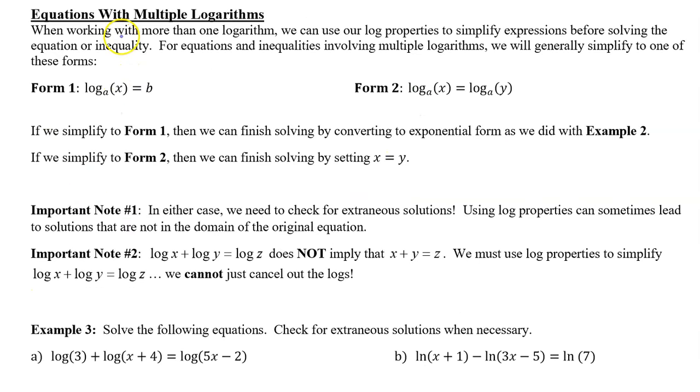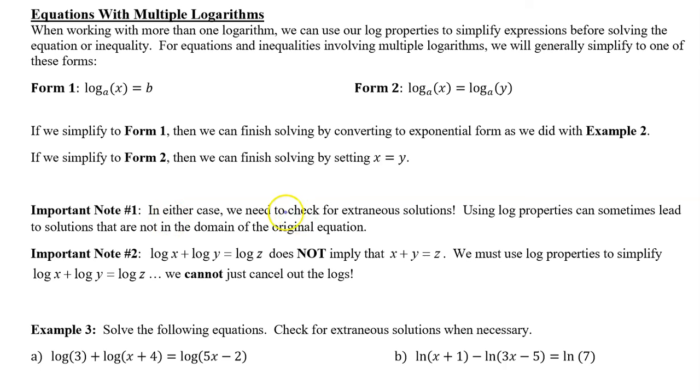When you have an equation with more than one log in it, you can usually simplify it down to either form 1, where you have one log, or form 2, where you have a log equal to another log. If you simplify it down to form 1, we can solve it like we did on the previous examples. Like in this case, we would drop a base a on both sides of the equation. If you simplify it down to form 2, you can finish solving by setting the x part equal to the y part.